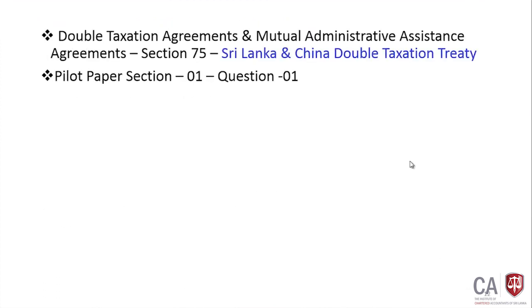Then the double taxation agreements, as I explained in the introduction part, and the mutual administrative assistance agreement. Section 75 is in that: maybe Sri Lanka and India, Sri Lanka and China, Sri Lanka and Singapore. The mutual administrative assistance agreement is a new provision in the Act. Since the pilot paper goes in line with the China treaty, I will explain the Sri Lanka and China double taxation treaty.